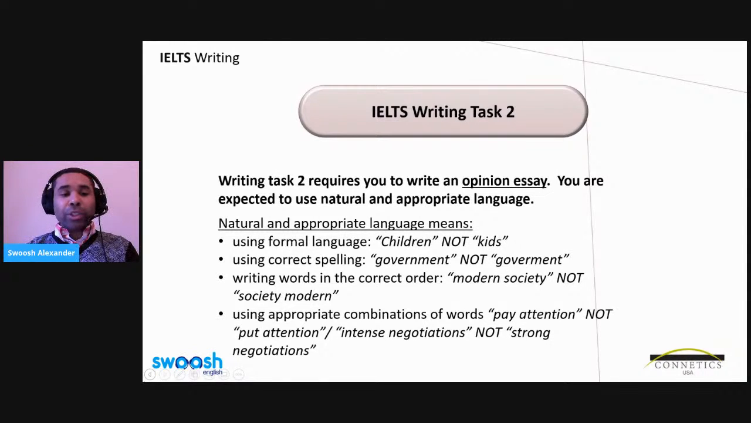Another feature of using natural and appropriate language is that you would use the appropriate combinations of words. So here we have some phrases. Pay attention is the correct phrase, not put attention. And we would use the phrase intense negotiations, not strong negotiations. So these are the sorts of word combinations which you would want to use in the IELTS exam.